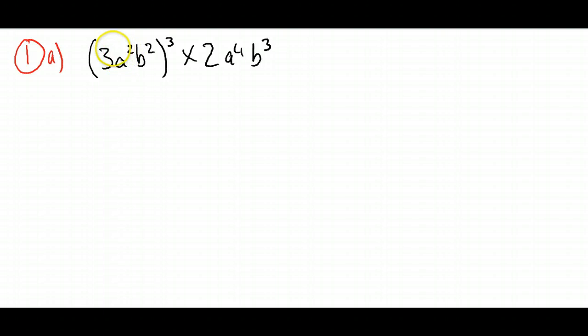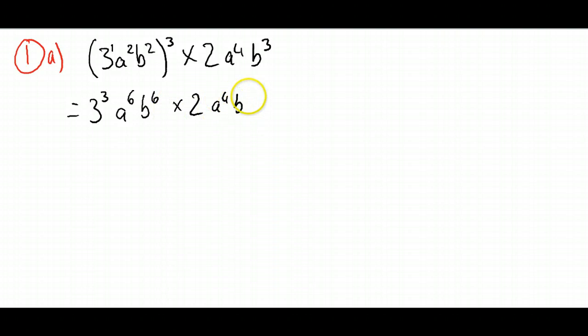So any powers inside here get multiplied by the 3, and it's got to be done to each of the things inside. So getting rid of these brackets is going to mean 3 to the power of 3, because you can imagine there's a 1 here, and it's 1 times 3, so that gives 3 to the power of 3. A to the power of 2, the 2 gets multiplied by 3, so that becomes 6. B to the power of 2, the 2 gets multiplied by 3, so that becomes b to the power of 6. And then we can rewrite this other part here, times 2, a to the 4, and b to the 3.